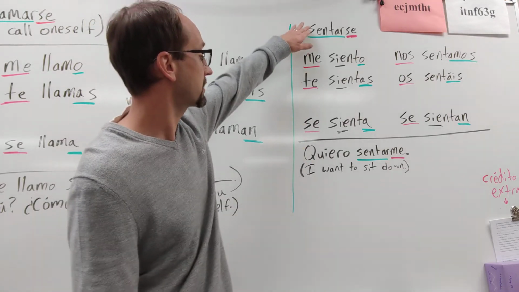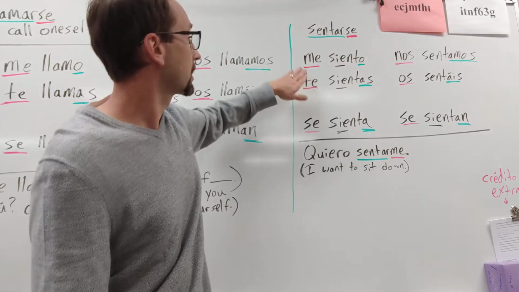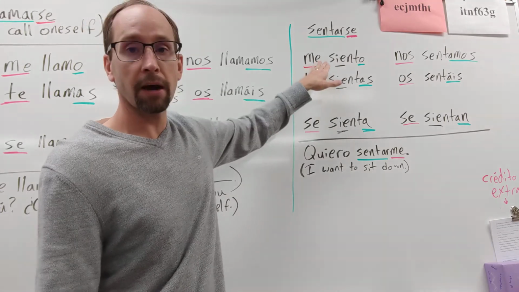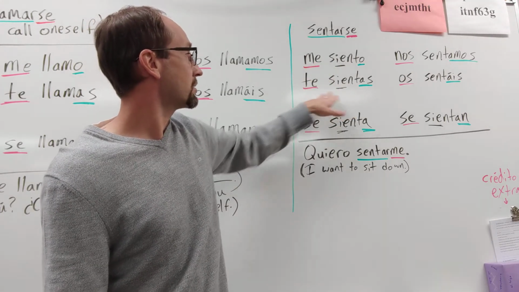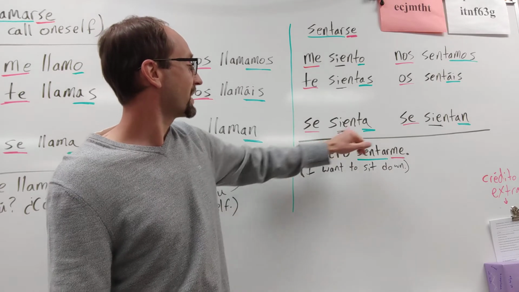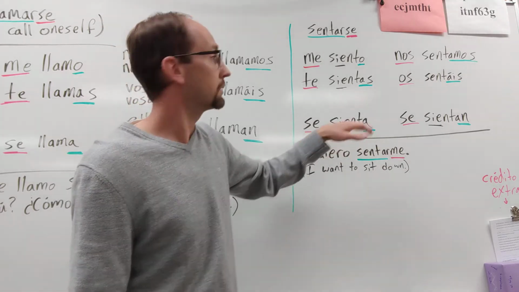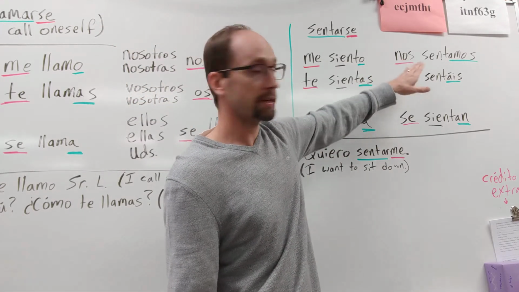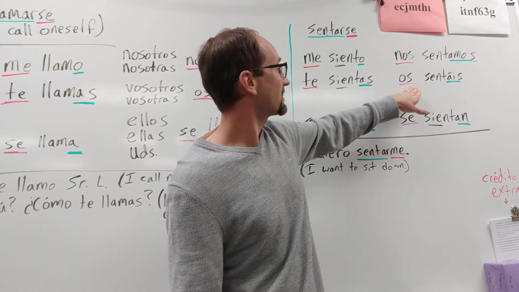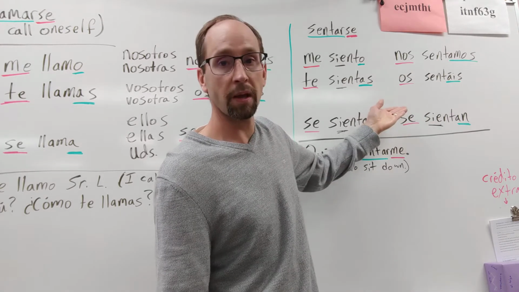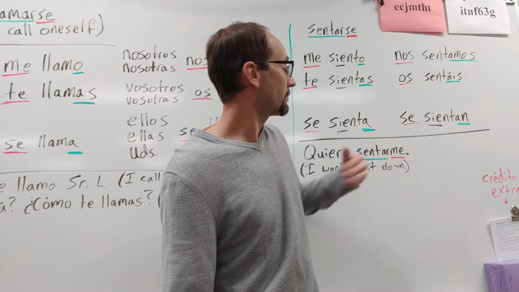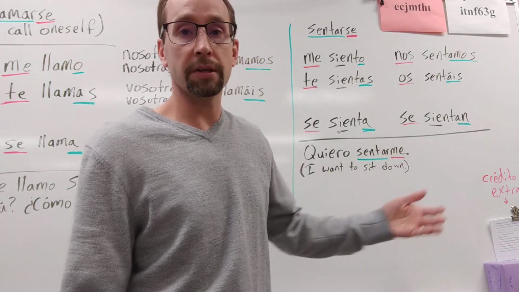So for sentarse, to sit down or seat yourself, it would be me siento, I sit down. Te sientas, you sit down. Se sienta, he or she sits down. Nos sentamos, we sit down. Os sentáis, y'all sit down, just used in Spain. And se sientan can be they sit down or all of you sit down.